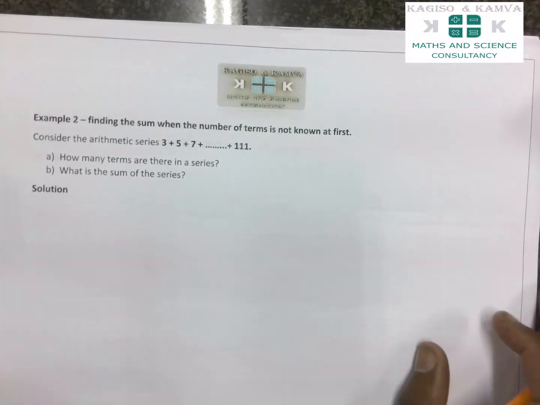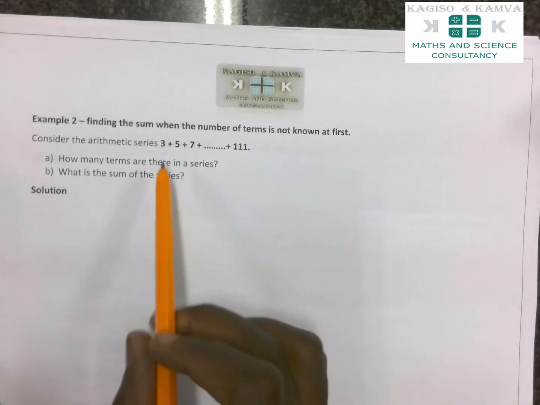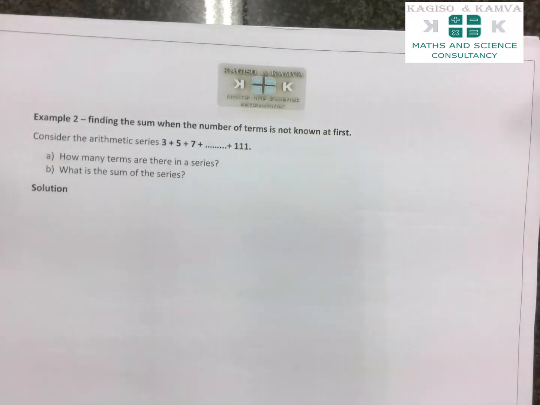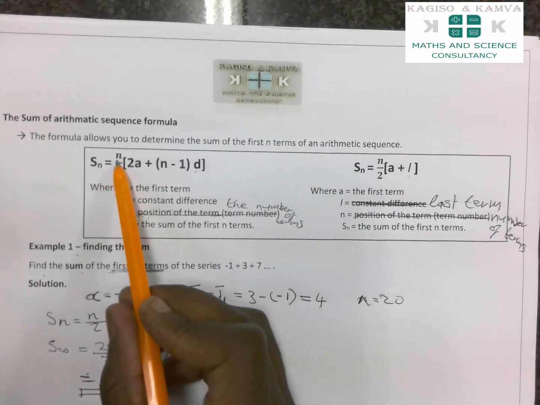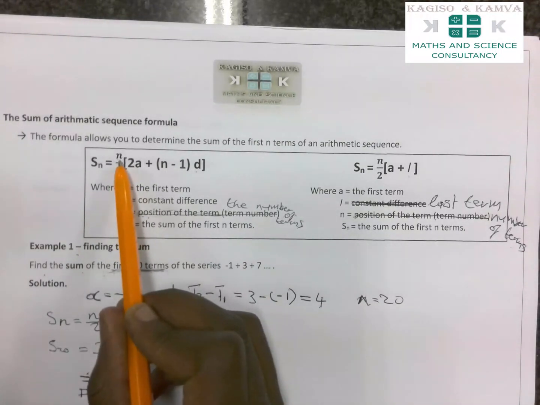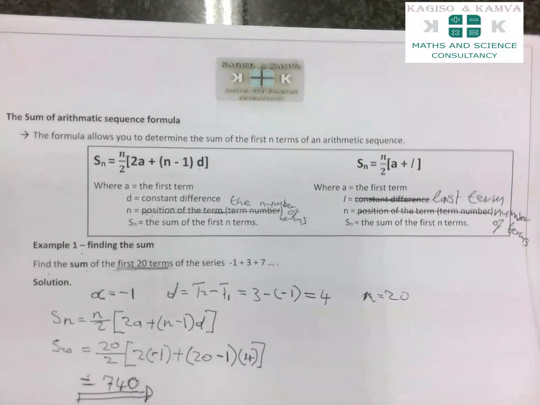Okay, finding the sum when the number of terms is not known at first. Because for us to find the sum, we need to have the number of what? The number of terms, n. We need to find n, which is the number of terms.